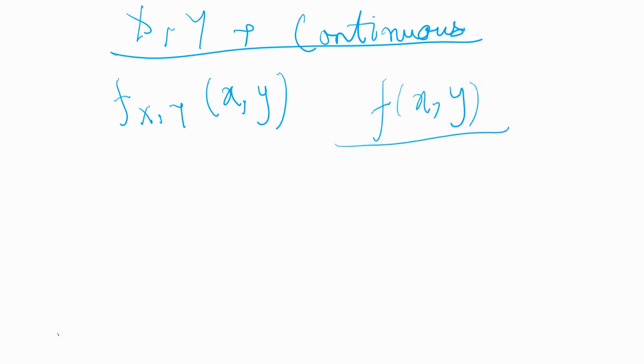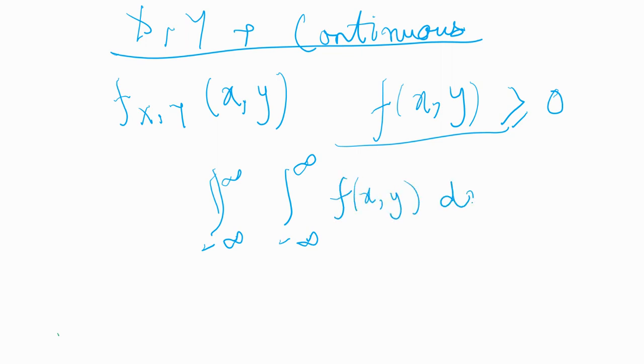Since this one is a PDF, it will always be greater than or equal to 0. And when we integrate from -infinity to infinity, this one for x and this one for y, according to the question we can change its limits, and this one will be f_XY dx dy, and this will be equal to 1. So if we do the integration over the whole range of x and over the whole range of y, it will be 1.